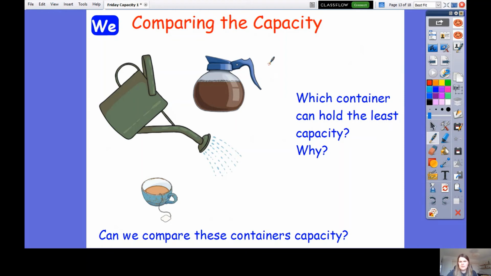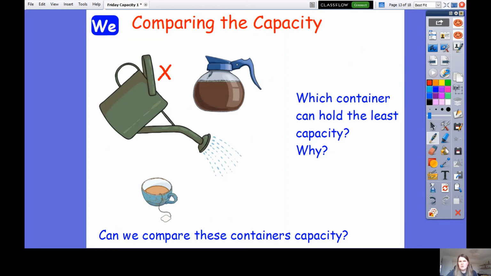Oh, we got 3 this time. A watering can, a jug of coffee, or a teacup? Which one has the least capacity? Okay, let's narrow it down. Which one has the greatest capacity? Well done. The greatest capacity is the watering can.